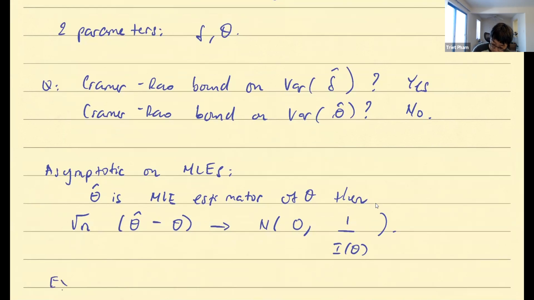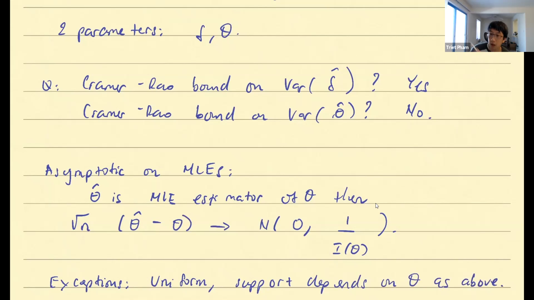the exception for this statement is the uniform, and anything like the boundary case where the support depends on the parameter. So for the case where the Cramér-Rao bound doesn't work, this doesn't work, because the information depends on the derivative. But if things work, if you can take the derivative and everything, then you see this statement tells you two things.